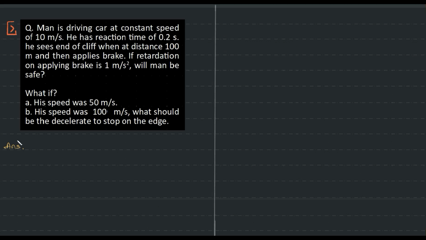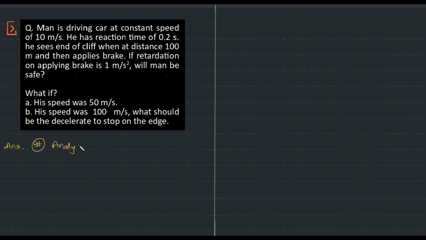A man is driving a car at a constant speed of 10 meters per second. He has a reaction time of 0.2 seconds. He sees the end of the cliff when at a distance of 100 meters and then applies the brake. If the retardation on applying the brake is 1 meter per second squared, will the man be safe?